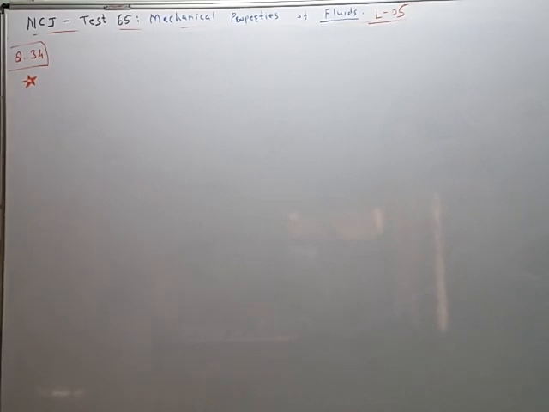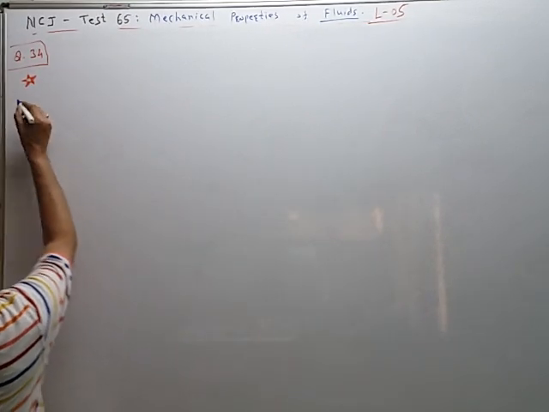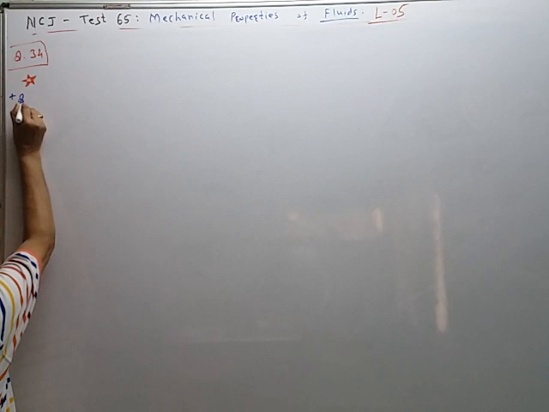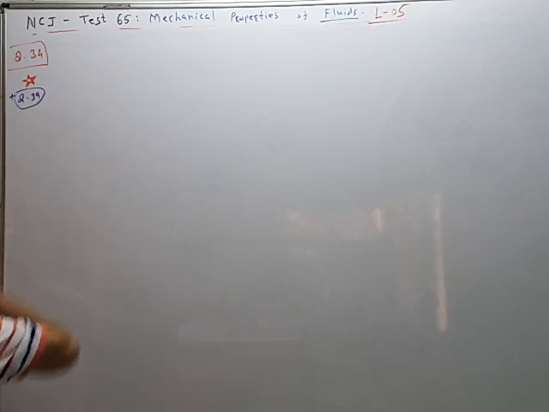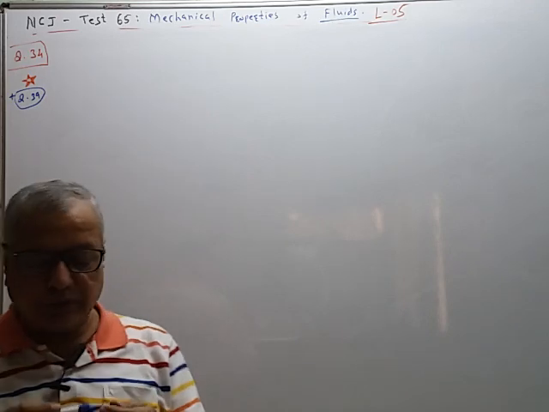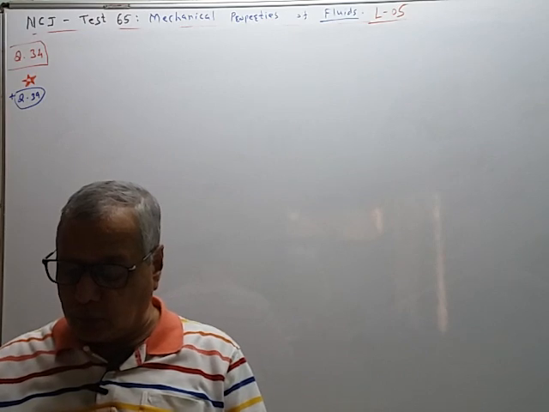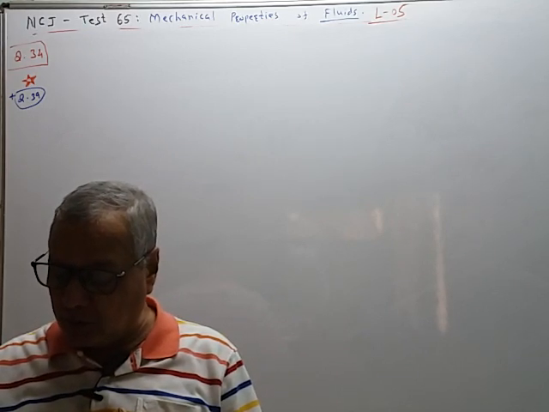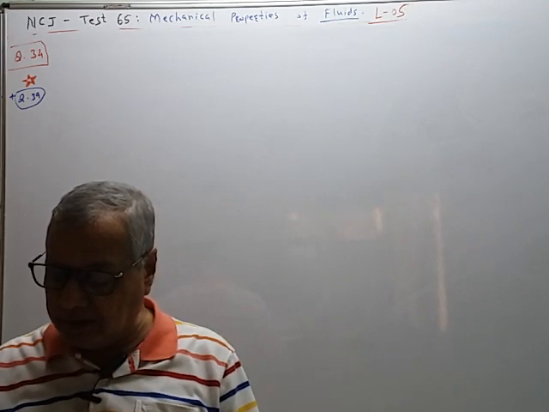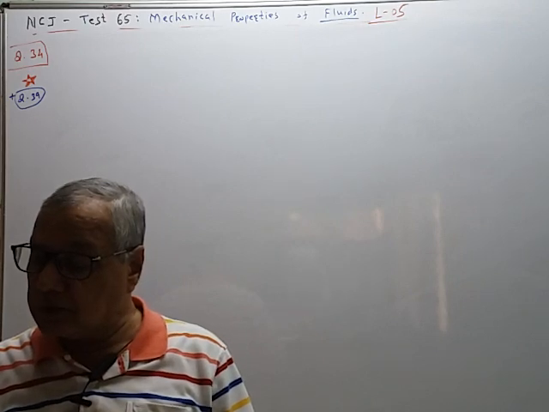So let us see this next question 34. 34 and 39 both are of the same type, formula is the same. So we will see these two questions continuously. I will read the question. The two soap bubbles, figure is given, of radii R1 and R2 equal to 4 and 5 cm respectively are touching each other over a common surface AB as shown in the figure.